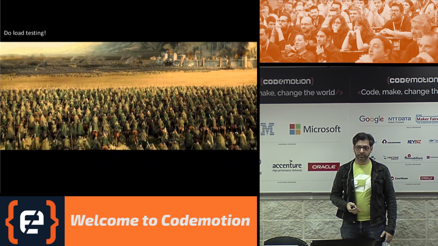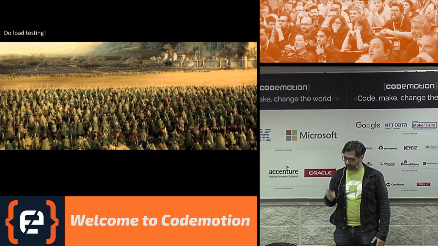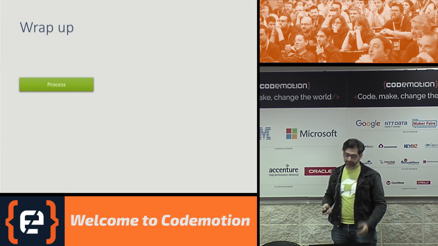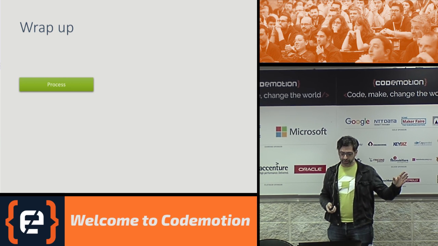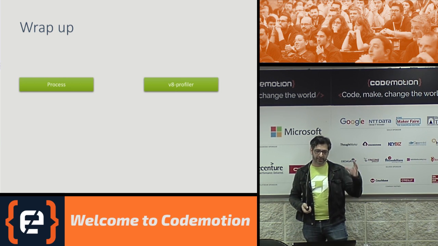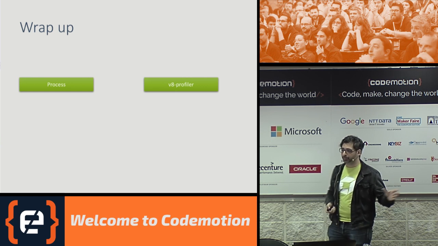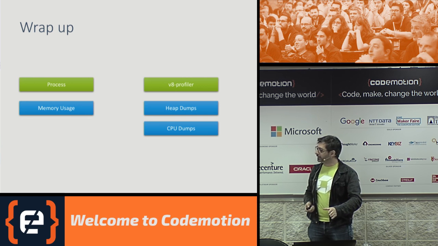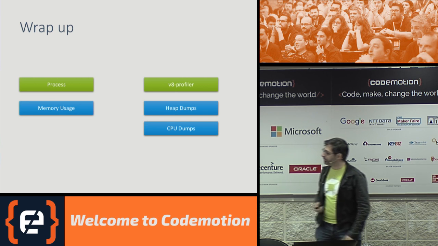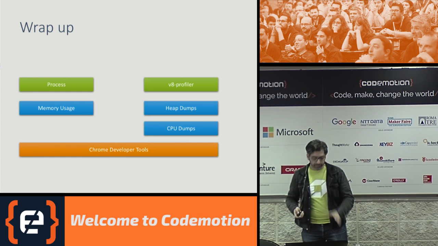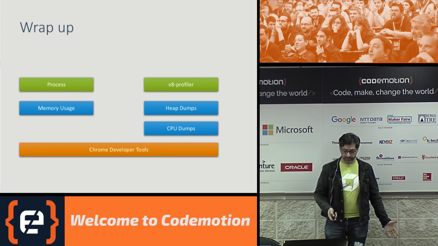Is there something wrong? And to wrap this whole thing up, we have this process object in Node.js. We have the V8 profiler, for instance. So with all those API functions the V8 engine provides us out of the box, we can get the memory usage, we can get heap dumps, we can get CPU dumps, and we have Chrome developer tools to analyze that.